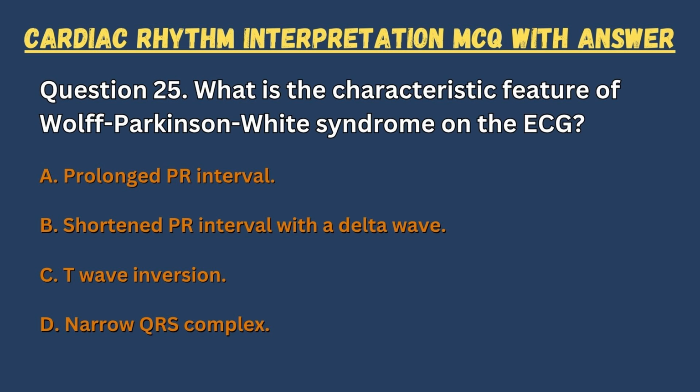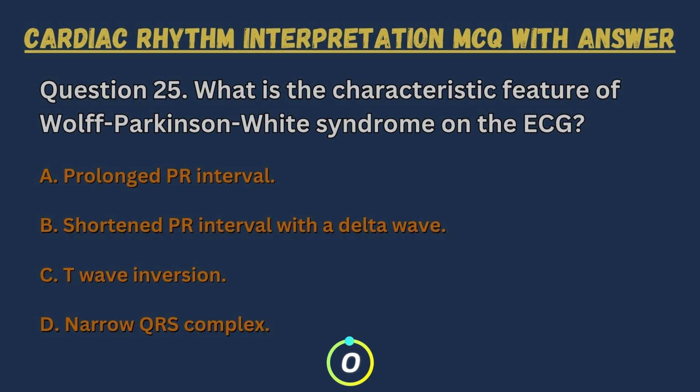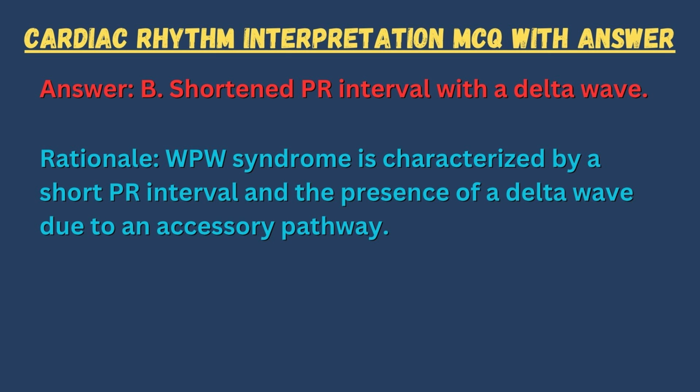Question 25. What is the characteristic feature of Wolff-Parkinson-White syndrome on the ECG? A. Prolonged PR interval. B. Shortened PR interval with a delta wave. C. T wave inversion. D. Narrow QRS complex. Answer: B. Shortened PR interval with a delta wave.